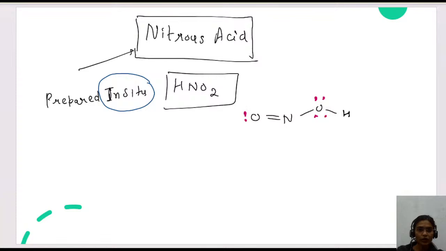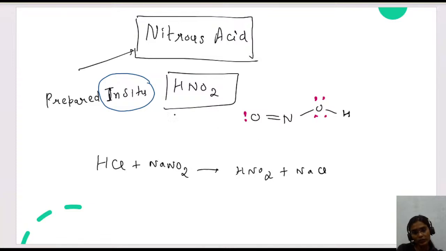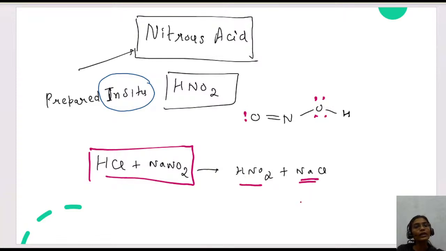Okay, so let's continue now with how to go about this. So this is HCl, and then we are having NaNO2. Just because of this, it becomes HNO2 plus NaCl. If you're observing, in the very first step we are starting with HCl and NaNO2, and because of this reaction, we're getting HNO2 and NaCl.